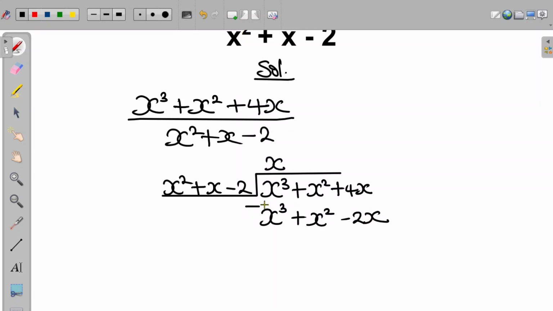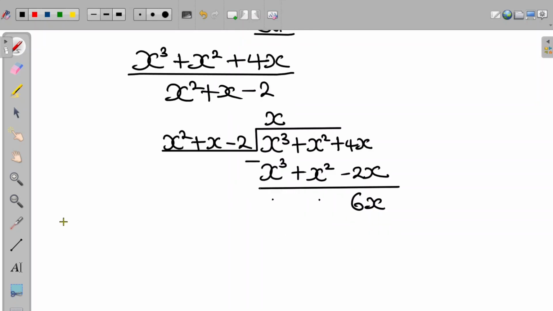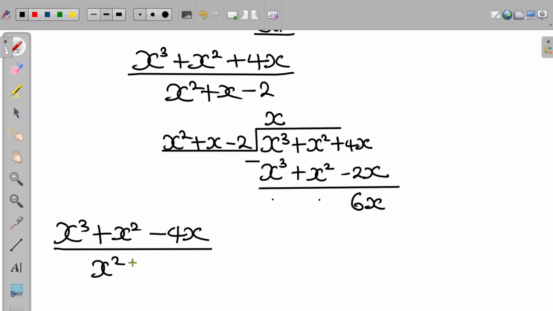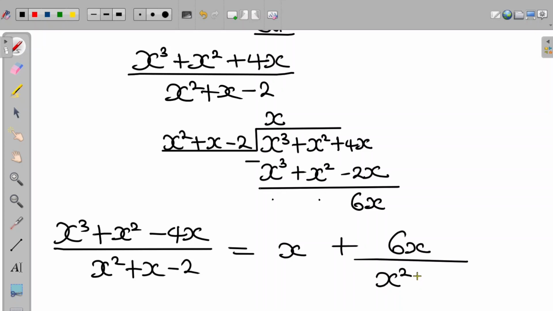So at this point, we subtract. x cubed minus x cubed is 0. x squared minus x squared is 0. 4x minus negative 2x is 6x. So therefore, the compound fraction x cubed plus x squared plus 4x divided by x squared plus x minus 2 is equal to x plus 6x divided by x squared plus x minus 2.